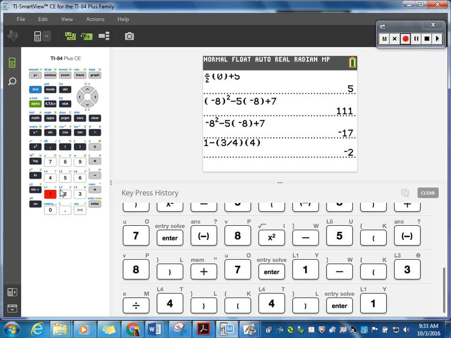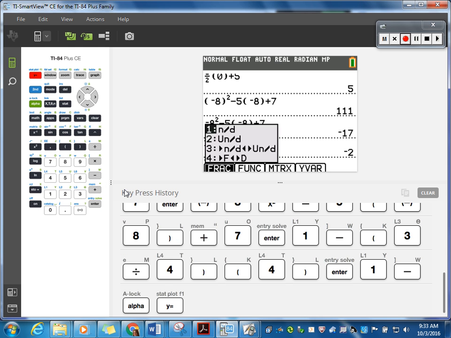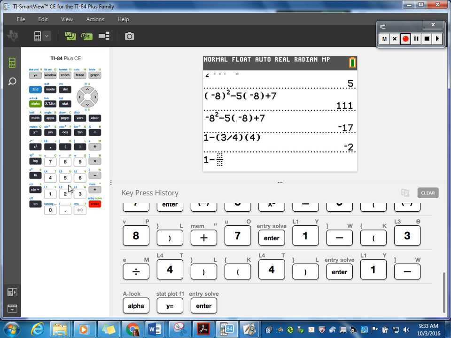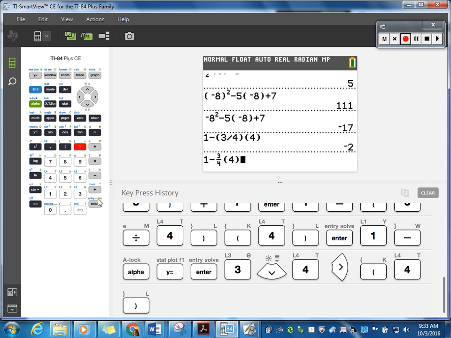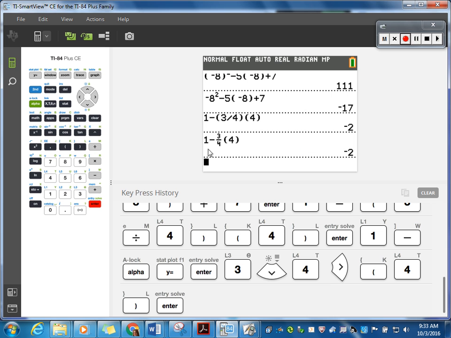Again, with MathType, you type in 1 minus alpha y equals will bring up your numerator denominator. You can go down, get out of that fraction. And then I'm going to plug in the 4 here. And so it still gives me a negative 2, but two different ways to write 3/4 there.